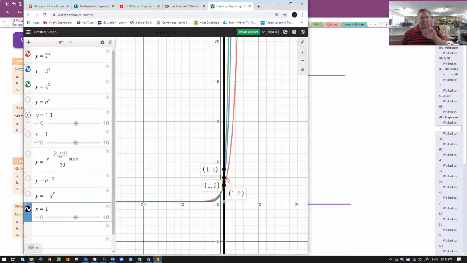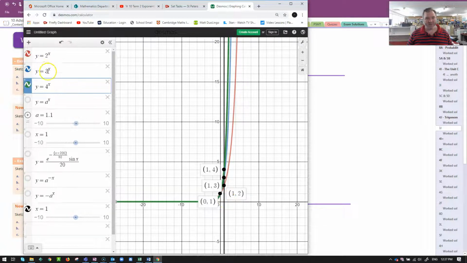So the 2 points you can always plot for these, it's very hard to plot accurately outside those 2 points, but those 2 points are always easy to plot. The y-intercept is going to be at 0 and 1. When x equals 1, we're just going to get whatever the base value is, in this case 2 or 3 or 4. Pretty easy to sketch those.